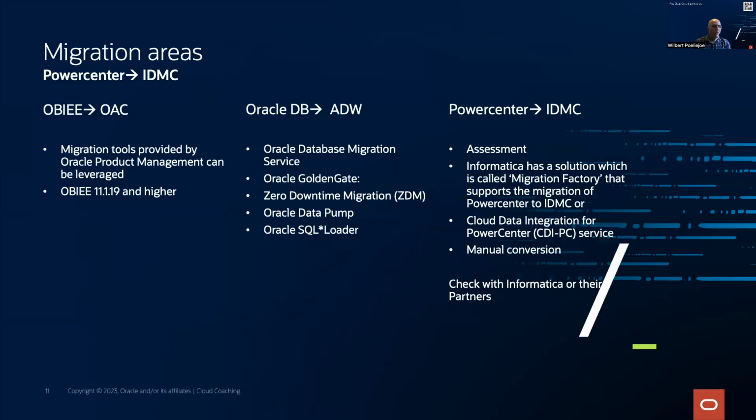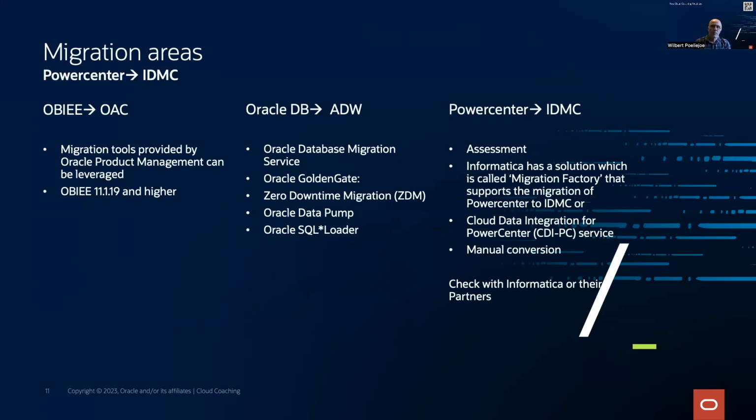For the migration of OBIEE to OAC, as mentioned, migration tools are available from management. They will ensure an efficient migration of OBIEE content into OAC. Be aware that there is a minimum version of OBIEE that is required.